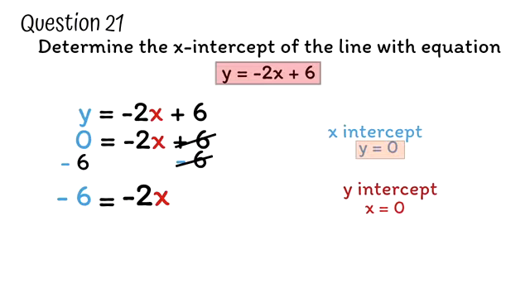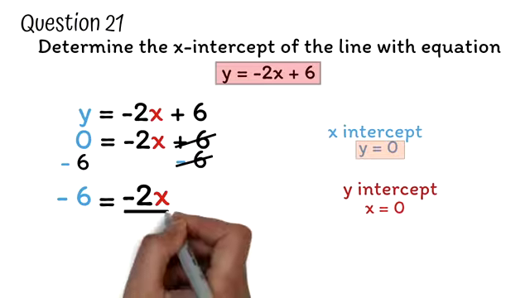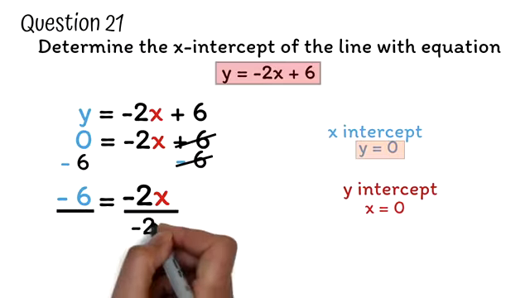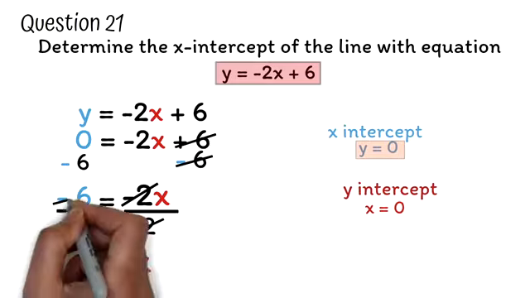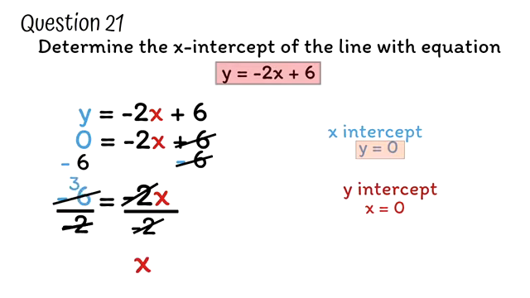To find x by itself, divide both sides by the coefficient of x, which is negative 2. So at the right-hand side, the negative 2's will cancel each other, leaving x. Also, at the left-hand side, the negative 2 can go into itself once, but goes into negative 6 3 times. Now we have 3 equals x. This implies that our x-intercept is equal to 3.